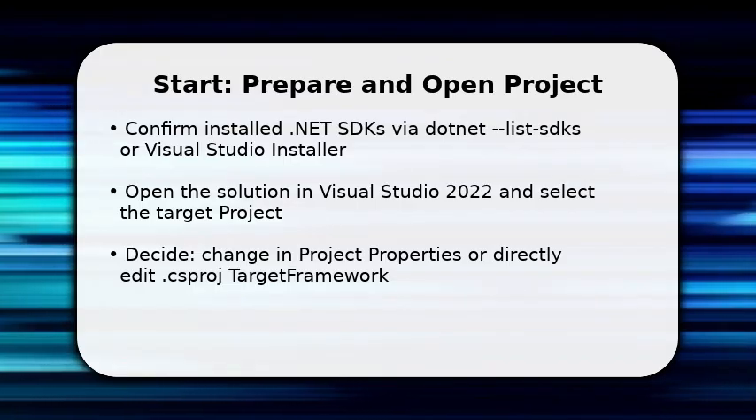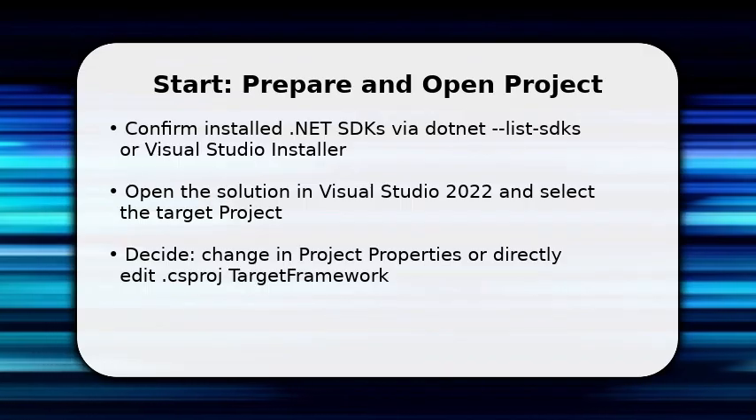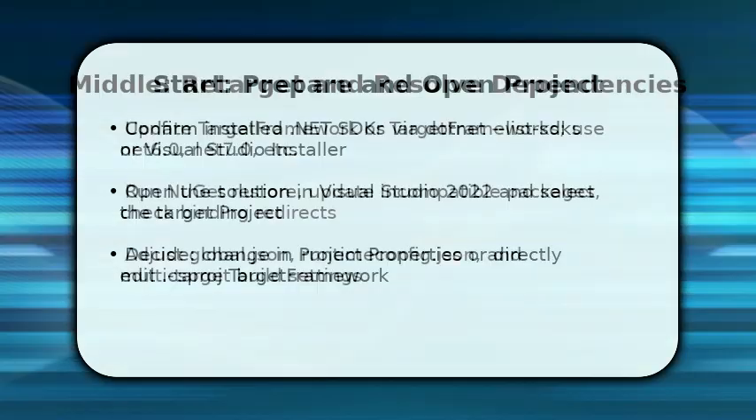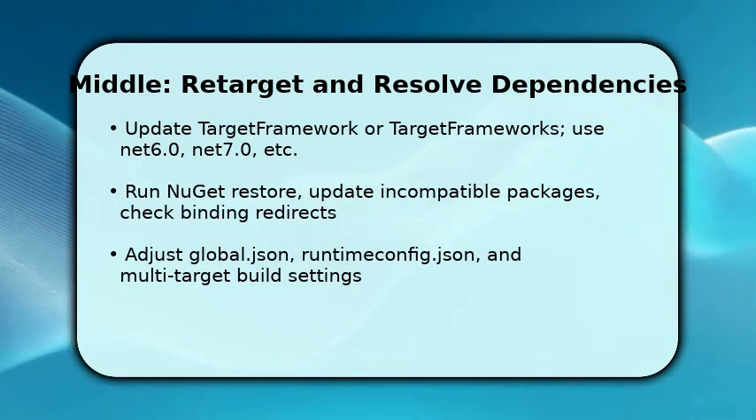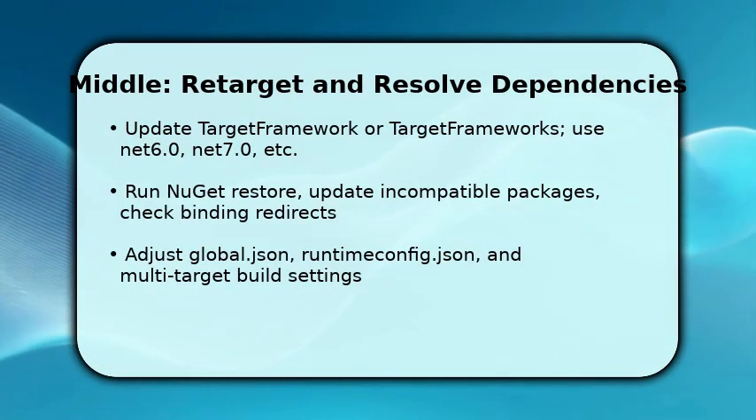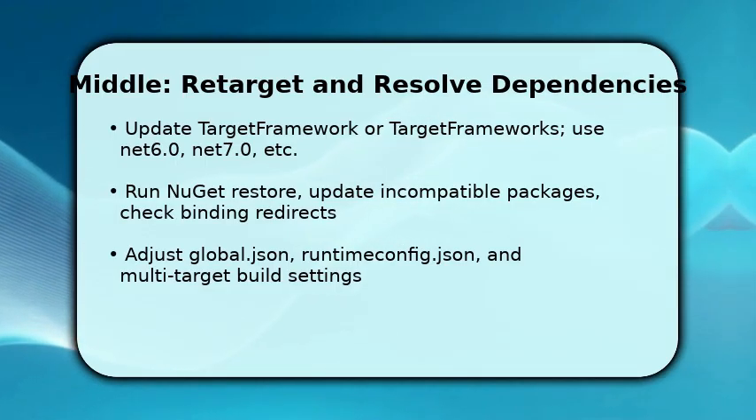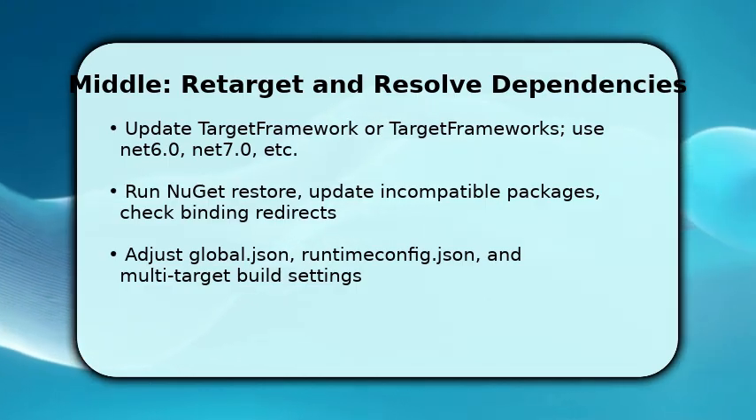Make sure the target .NET SDK is installed first, because Visual Studio reflects only installed frameworks. Once the project file is updated, restore packages and run a clean build to surface compatibility errors. You should update NuGet packages that target older frameworks and replace deprecated APIs where needed. If you use multi-targeting, ensure conditional package reference items are correct.